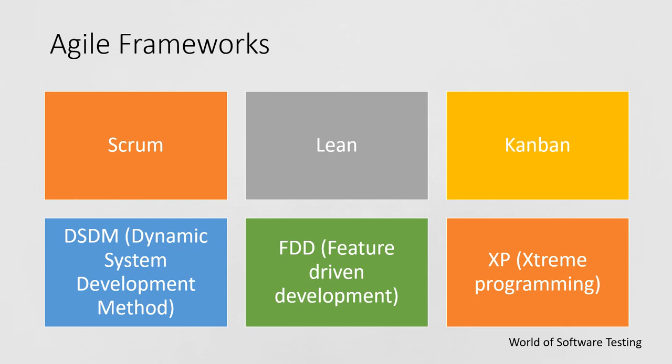Then the agile frameworks. There are 6 frameworks. The most important is the Scrum framework. Then the second is Lean. Then Kanban. Then DSDM, Dynamic System Development Method. And then FDD, Feature Driven Development. And then Extreme Programming, that is XP. So these are the agile frameworks. Here we will discuss the Scrum framework, which is the most used framework and a highly effective framework for agile.